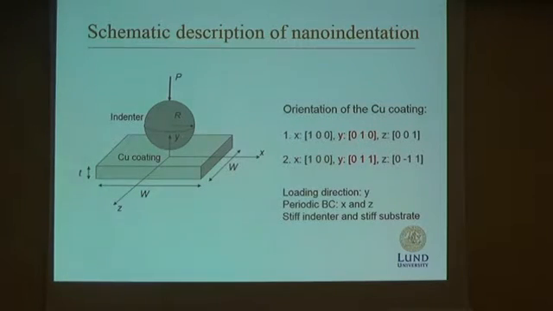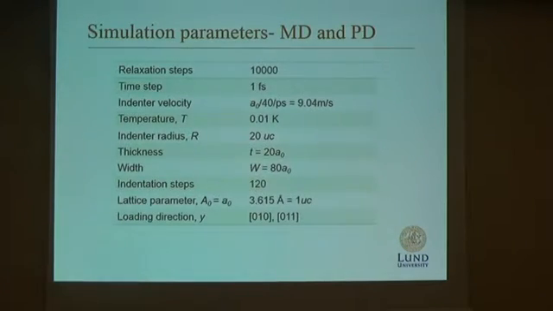We have investigated two different loading directions. So the crystal in those nanoindentation tests has been oriented in two different directions, marked with red here. So we have the 0,1,0 and 0,1,1 directions. The boundary conditions: we have periodic boundary conditions along the z and x axes, and the loading direction is along the y-axis. Those have been the settings of the test.